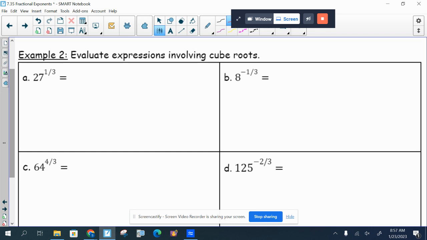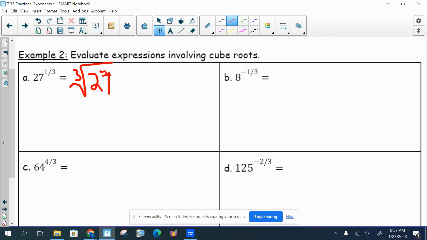Part A. So 27 to the 1/3. So if it's just 1/3, that means simply cube root of 27. And just to reiterate, if you're doing the cube root, you have to write the 3 there to signify that you're doing the cube root. In Edulastic, it'll give you a little box, or you'll see the difference between the square root and the cube root option.